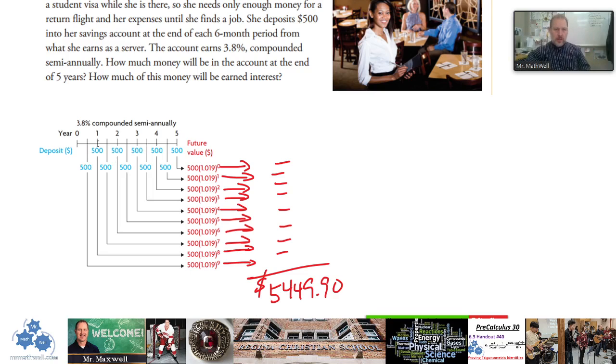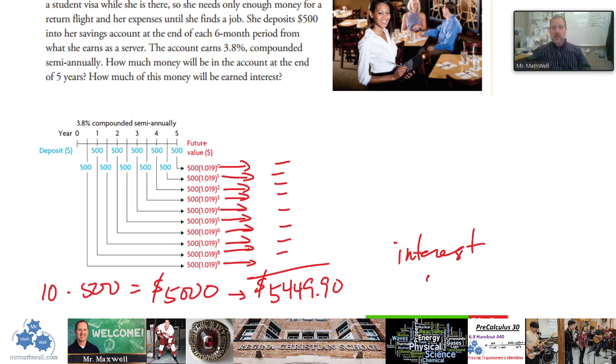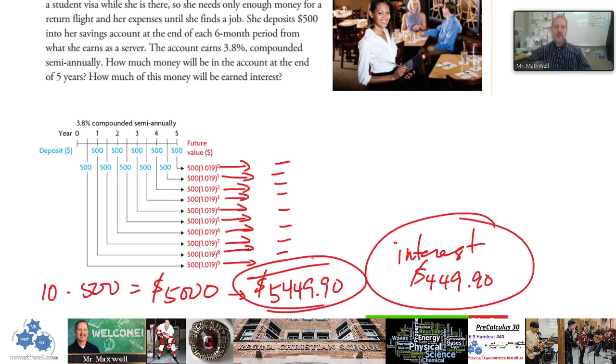Well, she put in, let's see, 1, 2, 3, 4, 5, 6, 7, 8, 9, 10. So she put in 10 times 500, which is $5,000. So compared to what's in there now, the interest would be the difference between those two. So the interest is 449.90. Get it? So that's the interest, and here's the first answer, the total amount that's in there. Let me know if you have any questions.